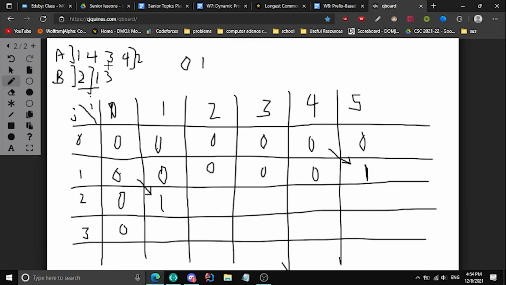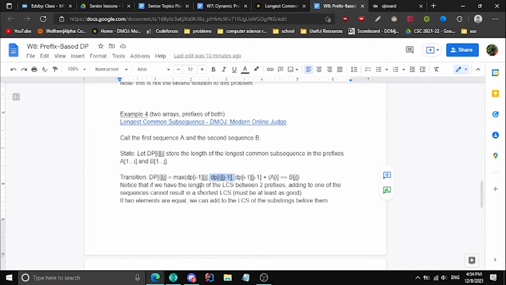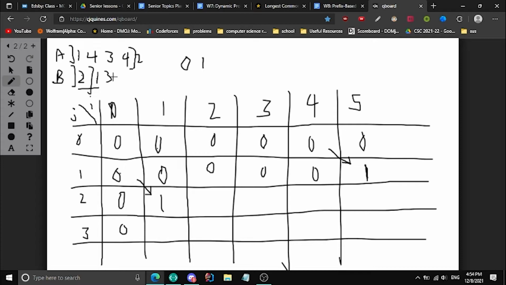And 2, so 4 is not equal to 1, 3 is not equal to 1, 4 is not equal to 1, and 2 is not equal to 1. So for the rest of the elements here, they're just going to take the maximum between whatever is above it and whatever is to the left of it. Again, because dp at i, j is at least as good as dp at i minus 1, j and dp at i, j minus 1. Because you can't add on to a subsequence and make the longest common subsequence shorter. So they're all going to be 1. And the maximum between two ones is still 1.